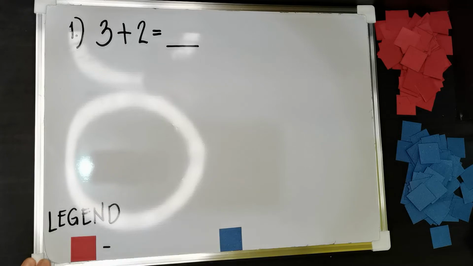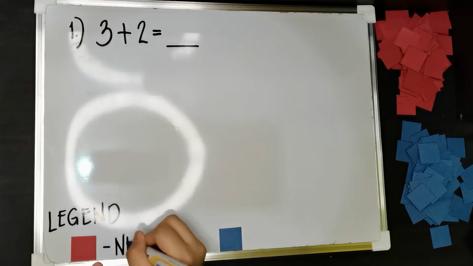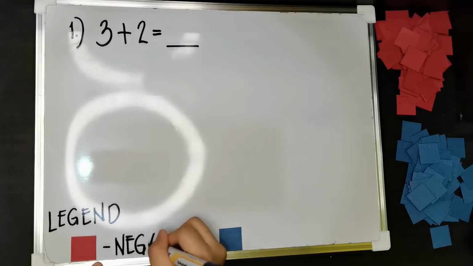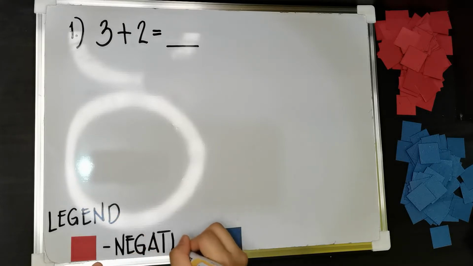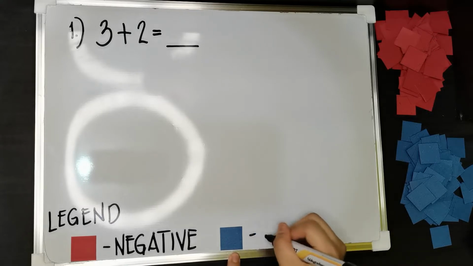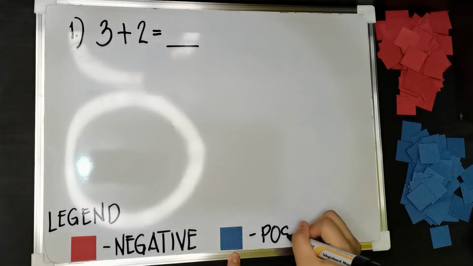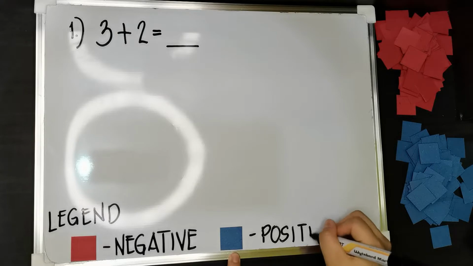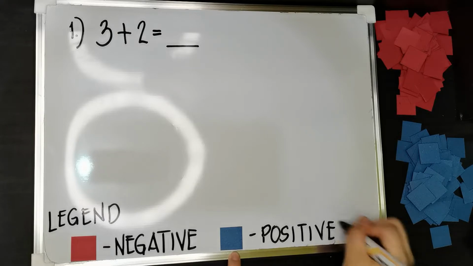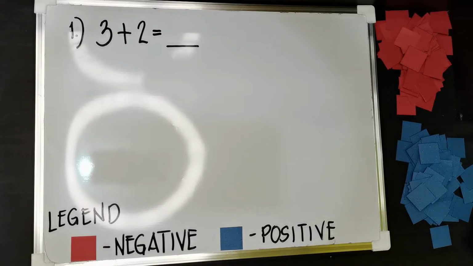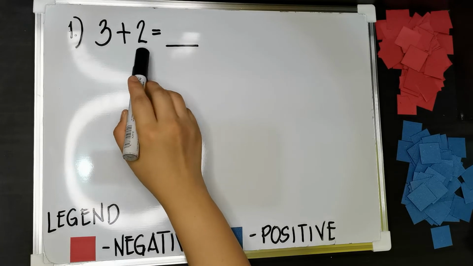Alright, so the red sign tile is for negative. Okay, and we are going to use blue sign tile for positive. Okay, then let's answer number 1. So I have here 3 plus 2.